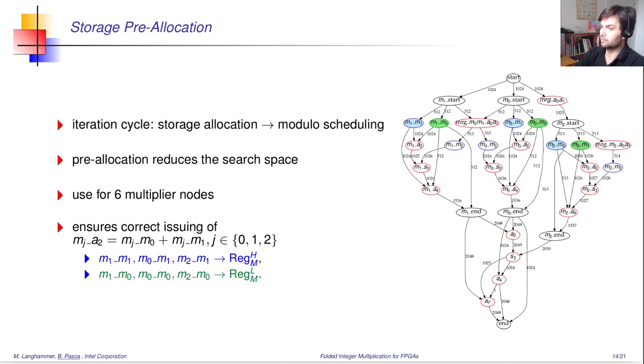Due to scheduling constraints, we can pre-allocate the storage of some nodes. Particularly, we can pre-allocate the multiplier outputs that need to be read when computing the sums MJA2, as shown here. The pre-allocated node outputs are color-coded in the graph on the right.